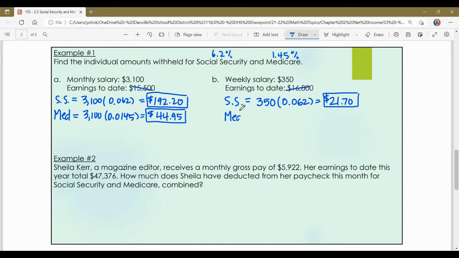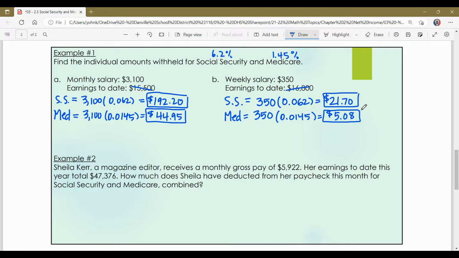If we do Medicare, we're again going to take the weekly salary, $350, but this time multiply by 1.45% or 0.0145. Multiply this and I get $5.08. So every week, $5.08 is being taken out of the paycheck and thrown into Medicare. And again, when you turn 65, you can collect this money if there's any left, and you get checks in the mail for the amounts.